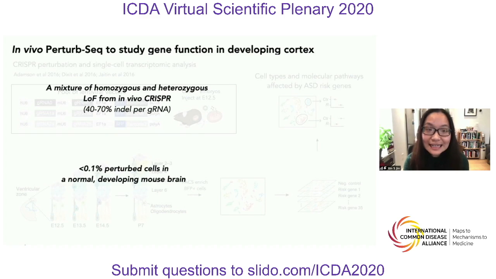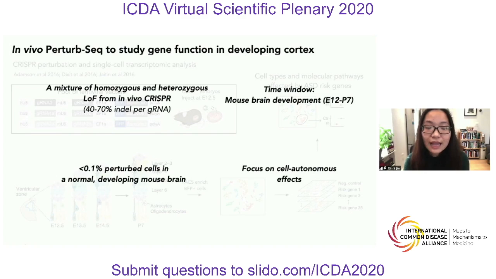Also, what we're analyzing is actually a big mosaic brain, where each of these clones of perturbed cells is sitting in a sea of wild type cells. And therefore, this approach allows us to focus on the cell autonomous effect instead of the extrinsic non-autonomous effect. And ultimately, in this first experiment, we focus on the context of mouse brain development at a time window between embryonic day 12 and postnatal day 7.